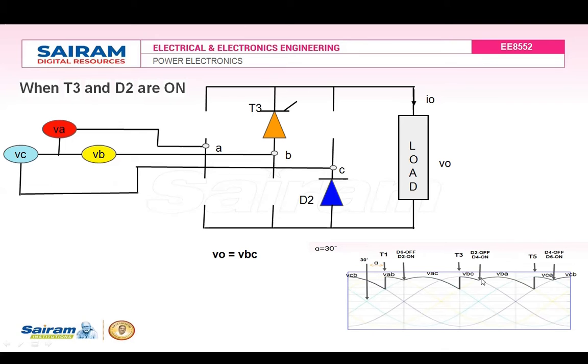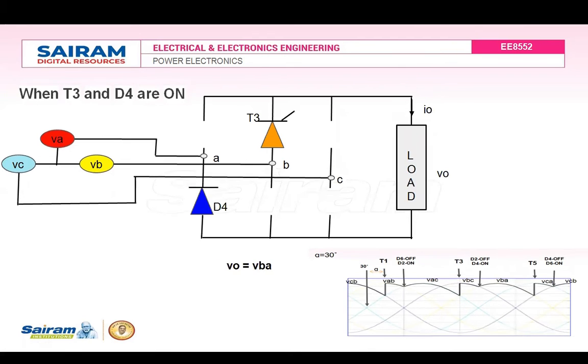And at this point, D2 is turned off automatically, and D4 is now forward biased by the A phase, which is more negative during that time. So D4 will come into conduction. After D4 is conducting, the T3 and D4 combination will conduct. Hence, the load current flows from the point B through T3, through the load, through D4 and back to A. Therefore, the load is connected between the terminals B and A. So the load voltage V0 is equal to VBA.